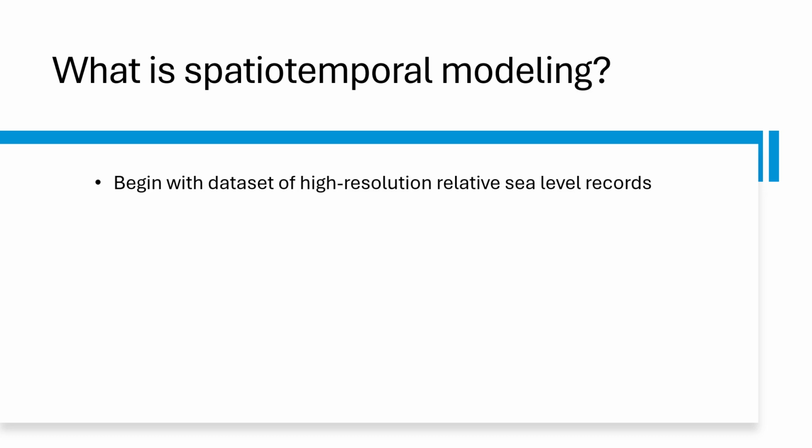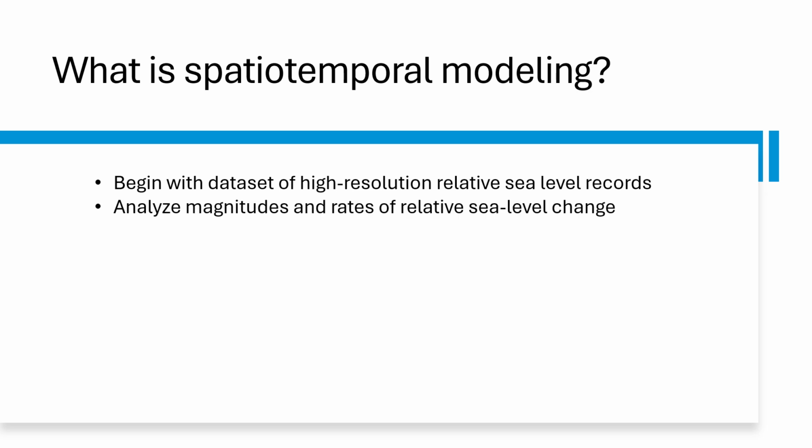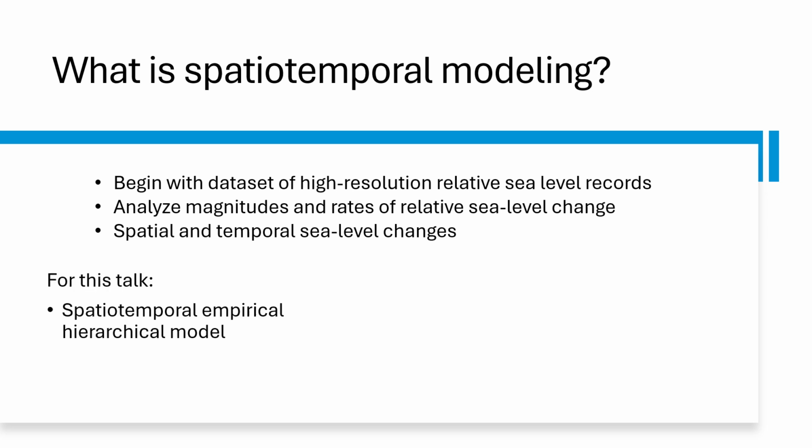We're beginning with a data set of high resolution relative sea level records. So we have some kind of proxy reconstructions that will be the input for our model. And it is important that they are fairly high resolution for the model to be able to work. And then we're using the spatiotemporal model to be able to analyze and quantify magnitudes and rates of relative sea level change, and then also specifically analyzing spatial and temporal sea level changes, hence the spatiotemporal modeling.